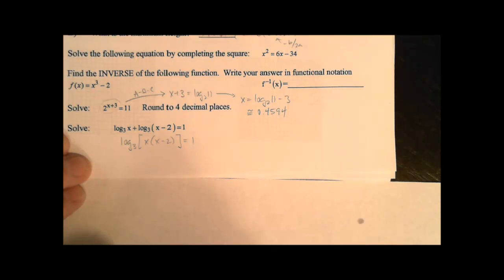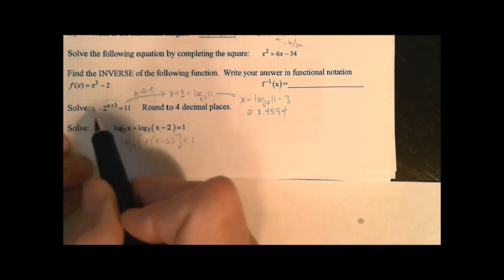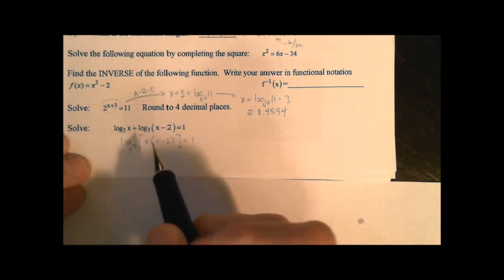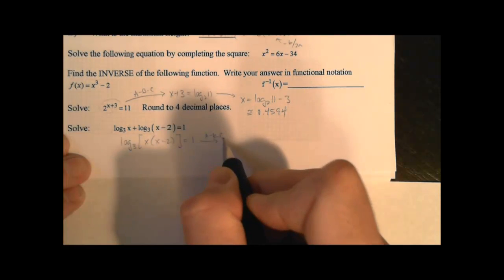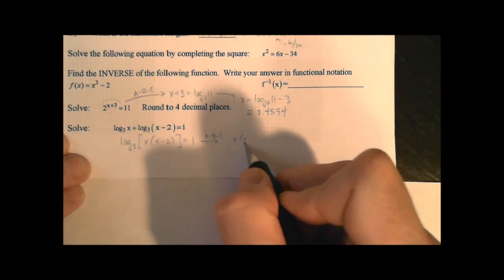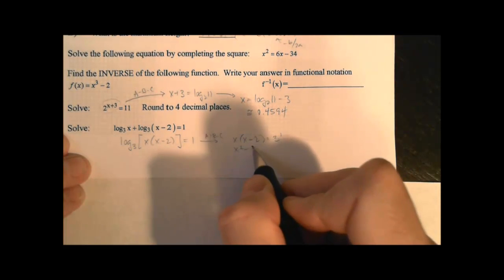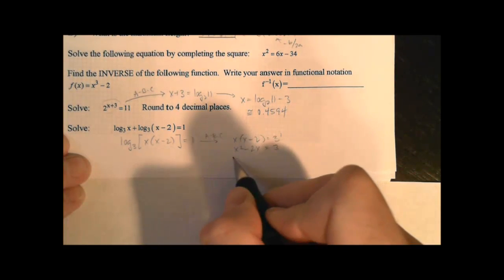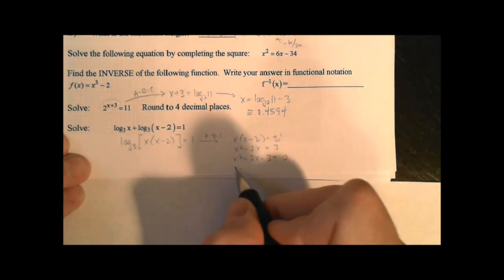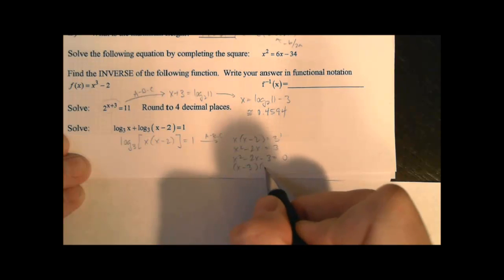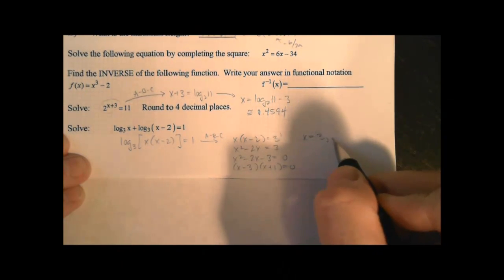Combine the two logarithms into a single one, and now you have a single logarithmic expression, and you can ABC it. That is, simply convert. And we get x times x minus 2 equals 3 to the first power. X squared minus 2x equals 3. X squared minus 2x minus 3 is 0. X minus 3 times x plus 1 equals 0. And by the principle of zero product, we get x is 3 or negative 1.